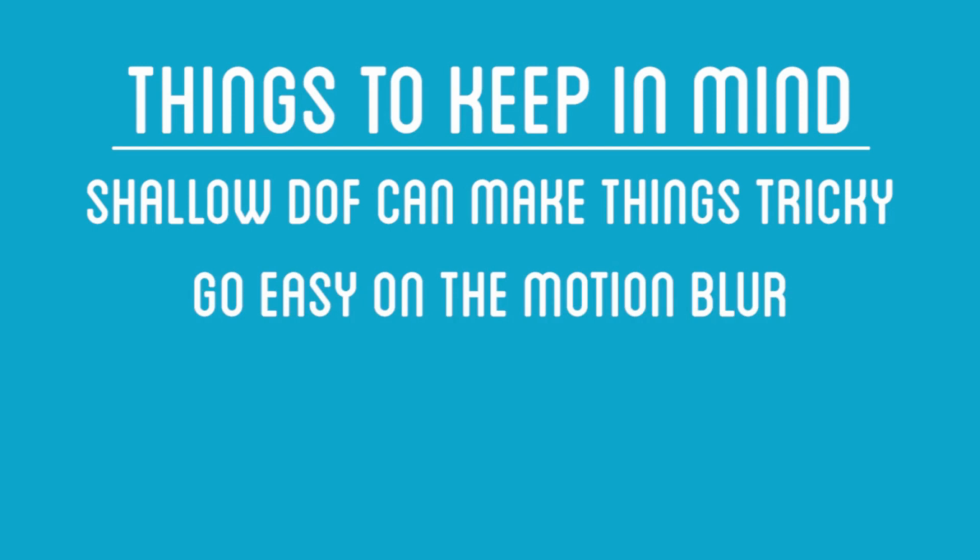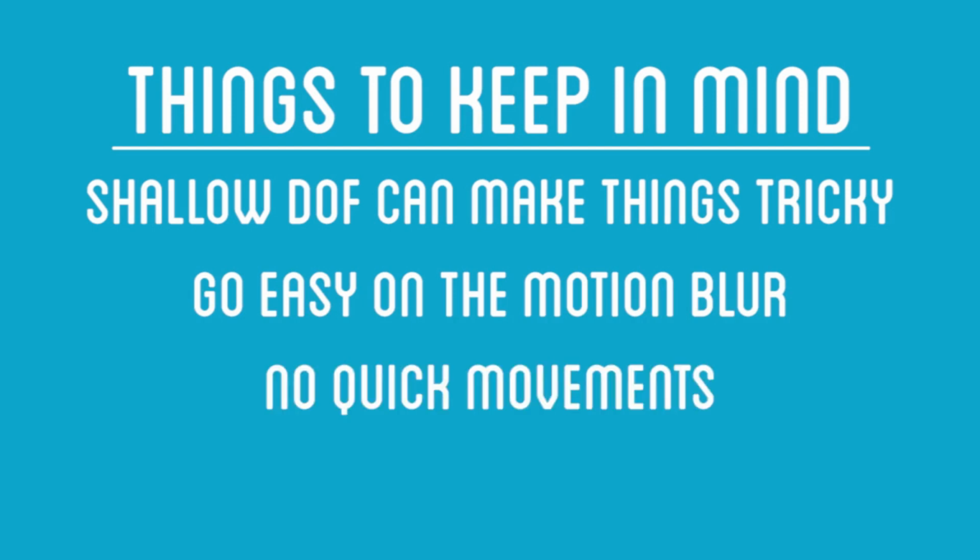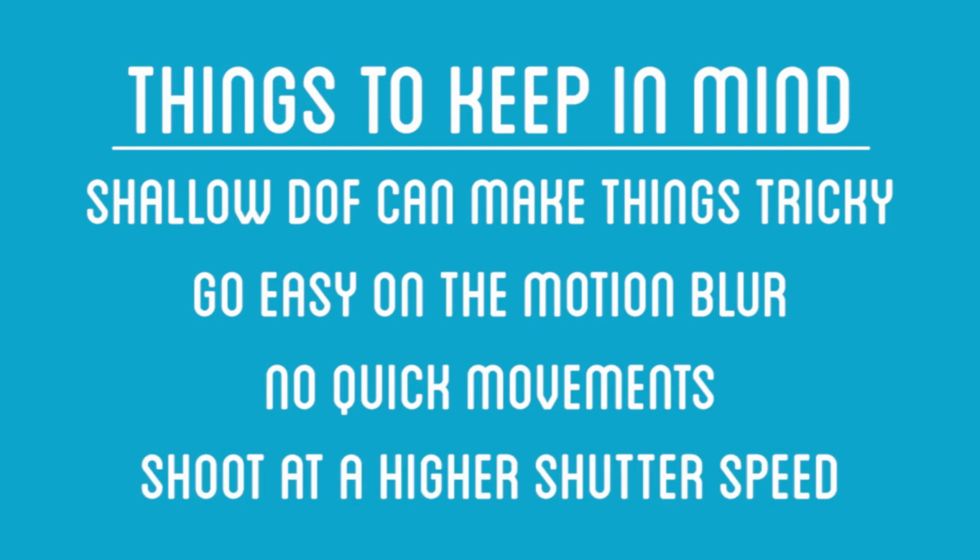You want to try and eliminate as much motion blur as possible. You can do this by not making quick movements with the camera, or by shooting at a higher shutter speed to lower the amount of motion blur, and make it easier for After Effects to track the shot.